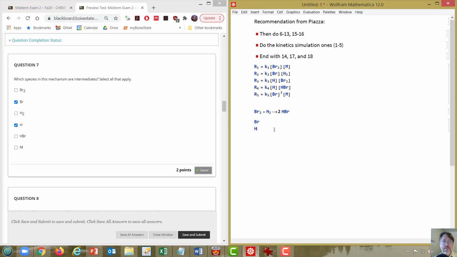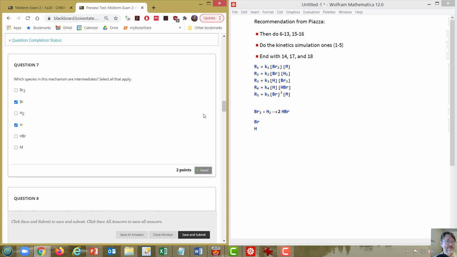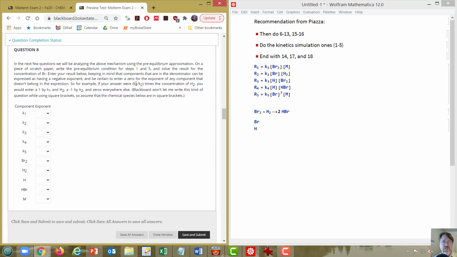If you didn't get that correct, then a later question talking about the steady state approximation will have you specifically finding the steady state concentrations of Br and H. And as a result of that, should tell you that those were the 2 intermediates. Question 8. In the next few questions, we'll be analyzing the above mechanism using the pre-equilibrium approximation. On a piece of scratch paper, write the pre-equilibrium condition for steps 1 and 5. Remember that steps 1 and 5 were reverses of each other. And solve the result for the concentration of Br.